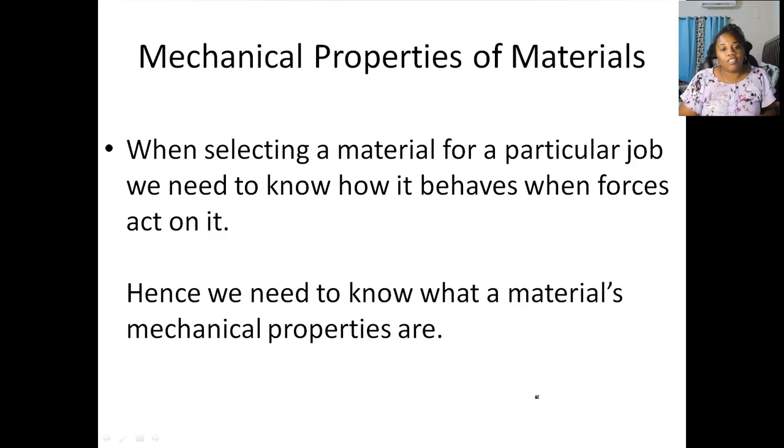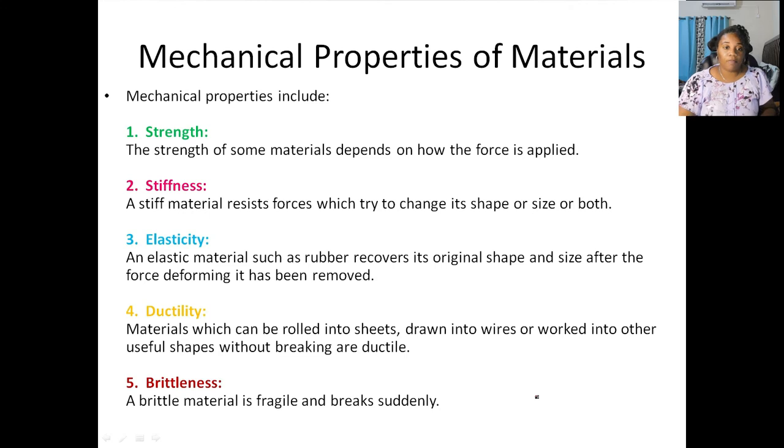So again, looking at mechanical properties of materials. When selecting a material for a particular job, we need to know how it behaves when forces act on it. Hence, we need to know what a material's mechanical properties are. Here are some properties. There are 5 of them. We need to know the strength. The strength of some materials depends on how the force is applied. We need to know the stiffness of that material. A stiff material resists forces which try to change its shape or size or both.